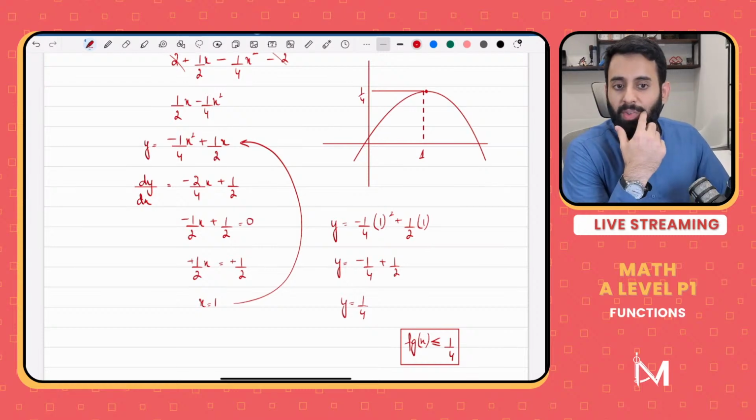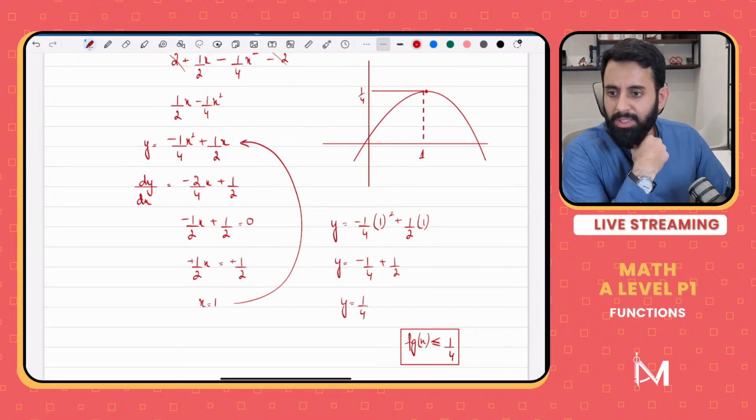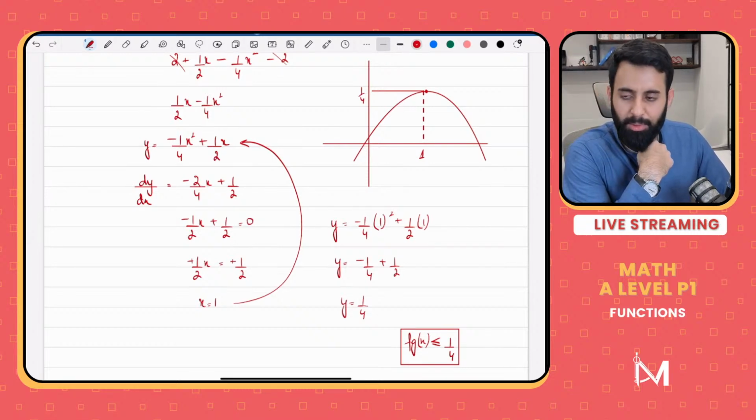Now, as far as composite functions are concerned, that's all there is. I will encourage you guys to solve the remaining questions of the worksheet. I've left a few questions on purpose, so you guys can solve those as practice.